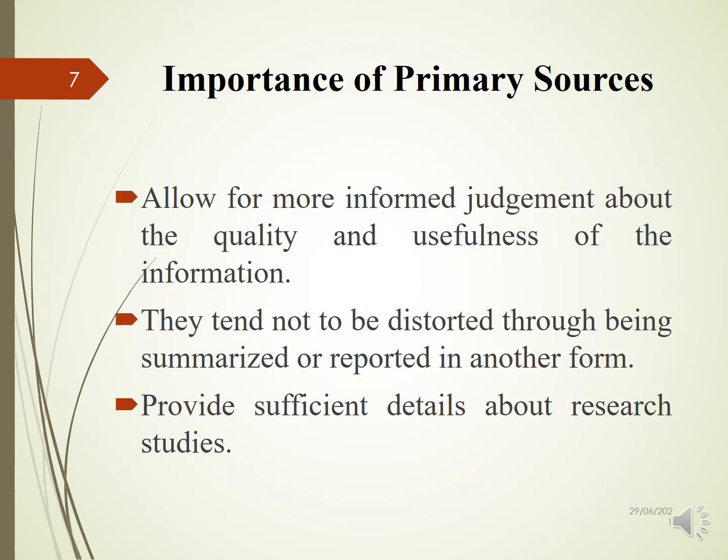So what are the importance of primary sources of literature? One, it allows for more informed judgment about the quality and usefulness of the information. Two, they tend not to be distorted through being summarized or reported in another form. And then the third one, it provides sufficient details about research studies.